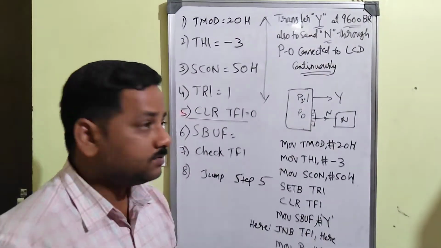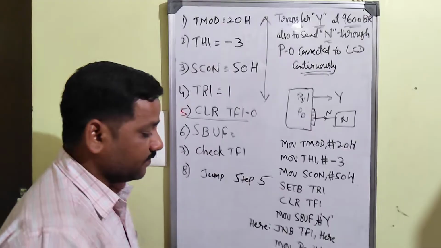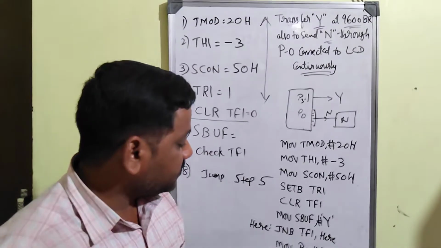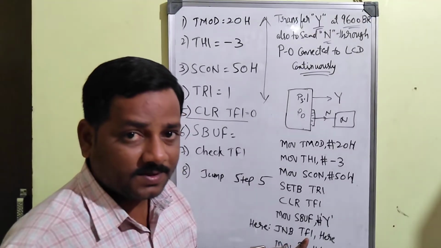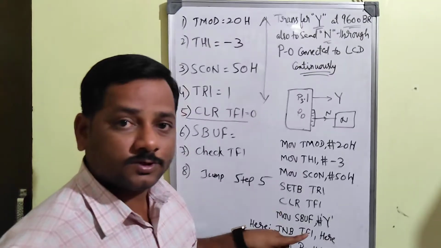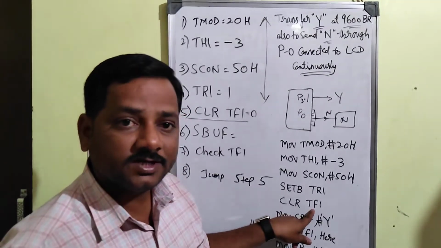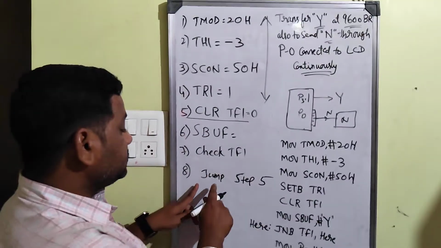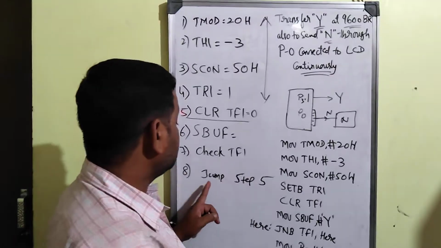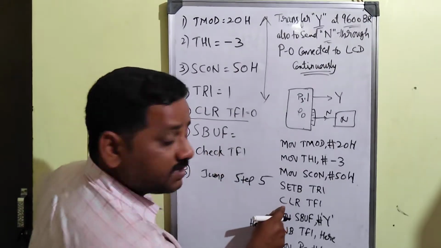And after this, what do you need to do? They told you to repeat it continuously. Now keep one point in your mind: TF1 is high because the data is transferred. Before repeating this process, first you have to clear that TF1. So clear TF1 is already here. This statement says, if you want to repeat the transferring of data, jump to step 5, that is clear TF1. So you have to jump back here.